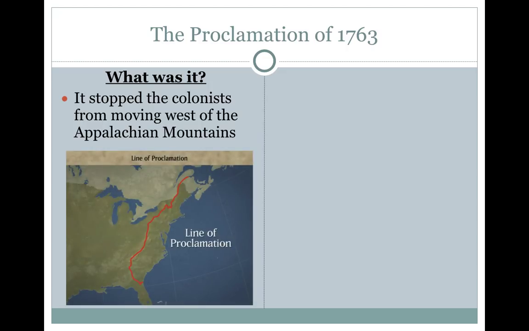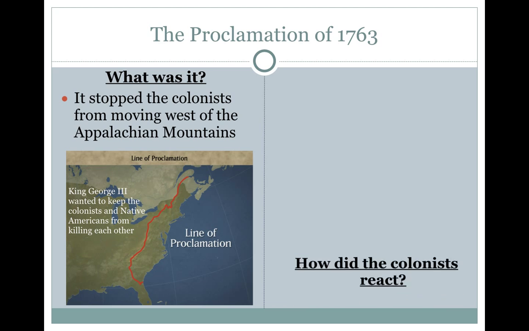So you see the Proclamation line here on the map. That was the line. It basically ran right along the Appalachian Mountains on the east coast. And that's really what were the colonies. When you think of the original 13 colonies, the ones to the east of the Proclamation line. So King George wanted to keep colonists and Native Americans from killing each other. I mean, that's really why he did it. He was like, okay, we fought against these guys, we signed a treaty, we got to keep the peace. And that's really what he wanted to do with the Proclamation of 1763.